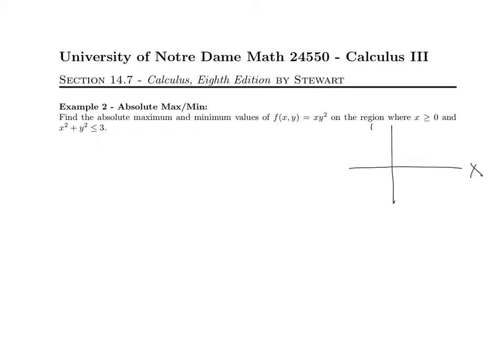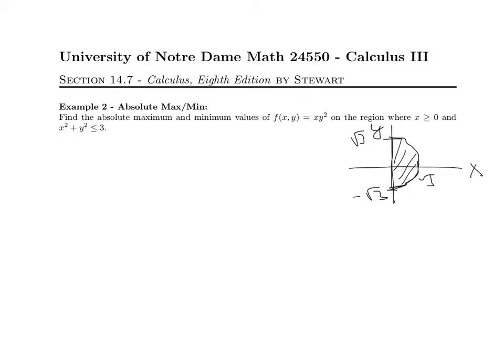So if this is the x-axis and this is the y-axis, then what I have here is a semicircle. This goes out to root 3, this goes out to root 3, and down here we're down to negative root 3. Of course, this is not drawn to scale. Let's imagine that this actually comes in at this point. But this is my region D. Okay, so this is my region that I am optimizing on.